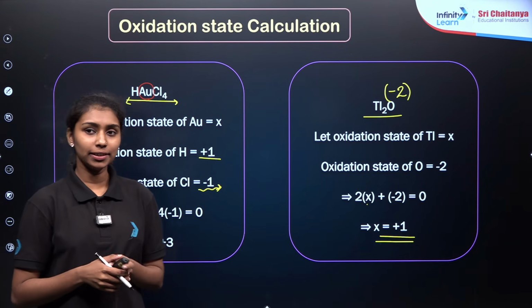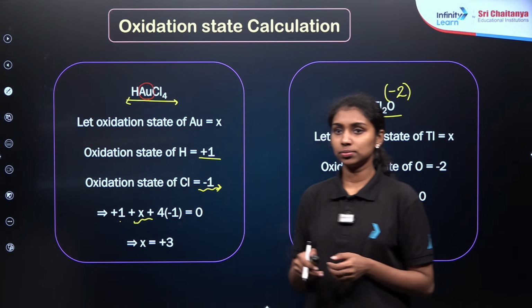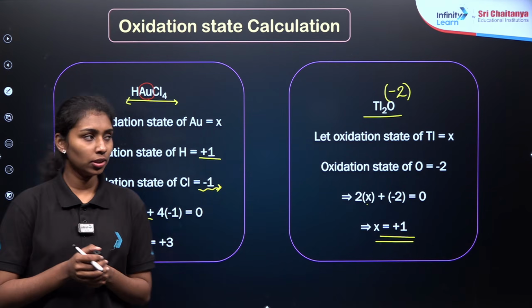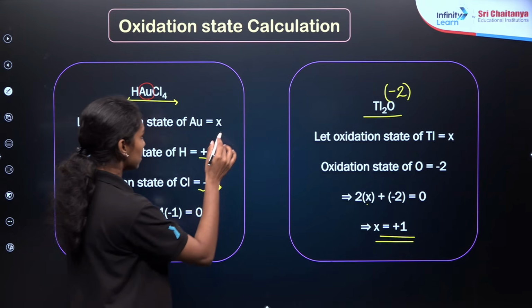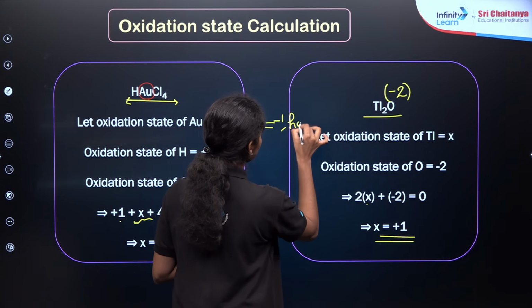It's not given there. Okay, I don't remember all the things. I will just give an idea. Hydrogen is -1 in case of hydrides.